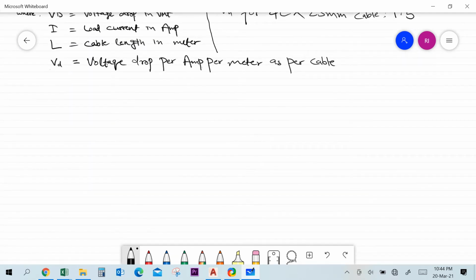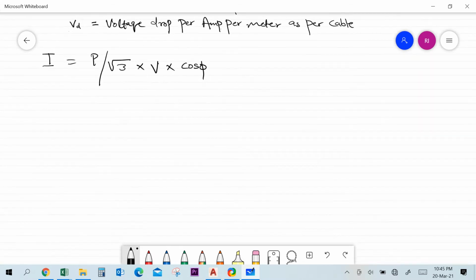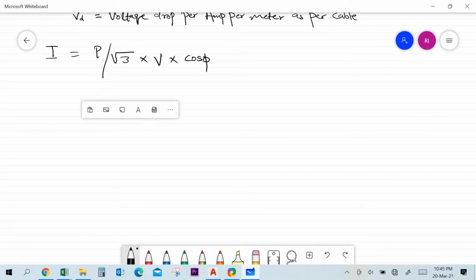So as per the above formula, we have to find out the current value. So first we write here current I equal to P divided by root 3 into voltage V into cos phi. This is the power factor, where V equal to 415 volt. This also is as per Qatar standard. Here we are using 415 for 3 phase.